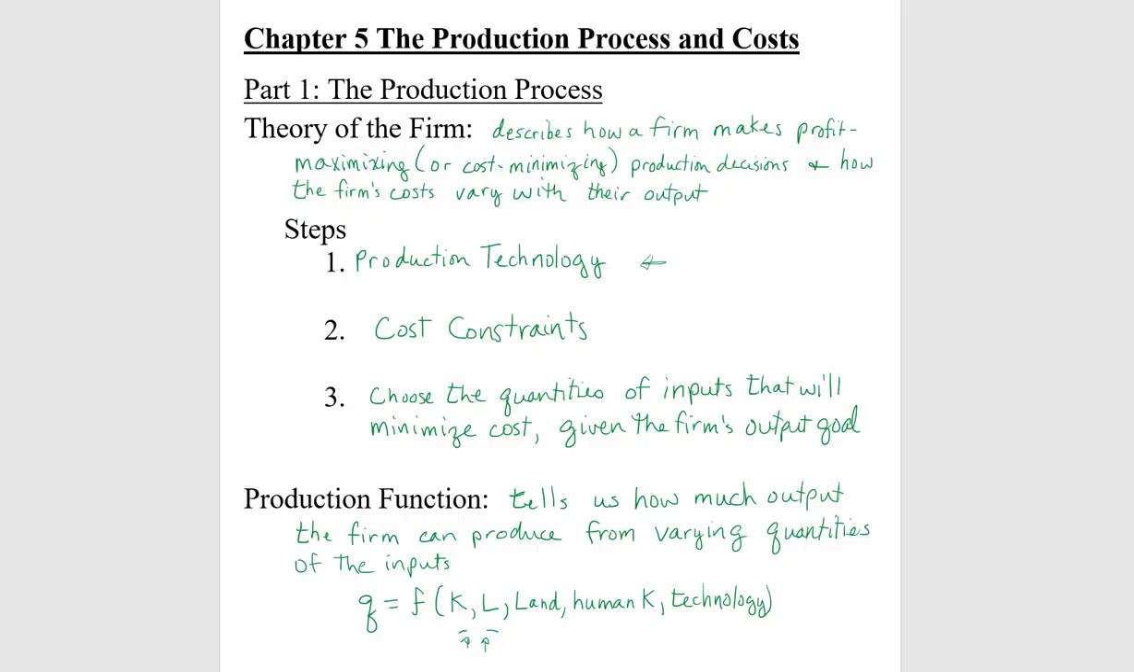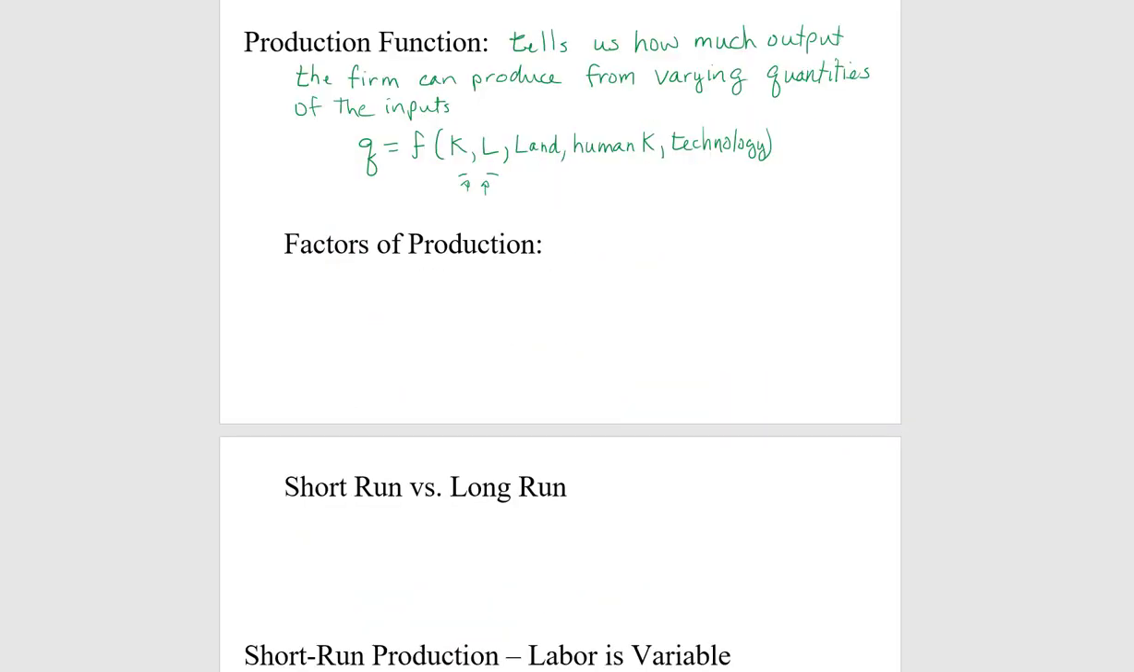Another term that we should define before we move too far here is something called the factors of production. These are the inputs used to produce a good or service. Examples, as we already talked about in the production function, are land, labor, and capital.